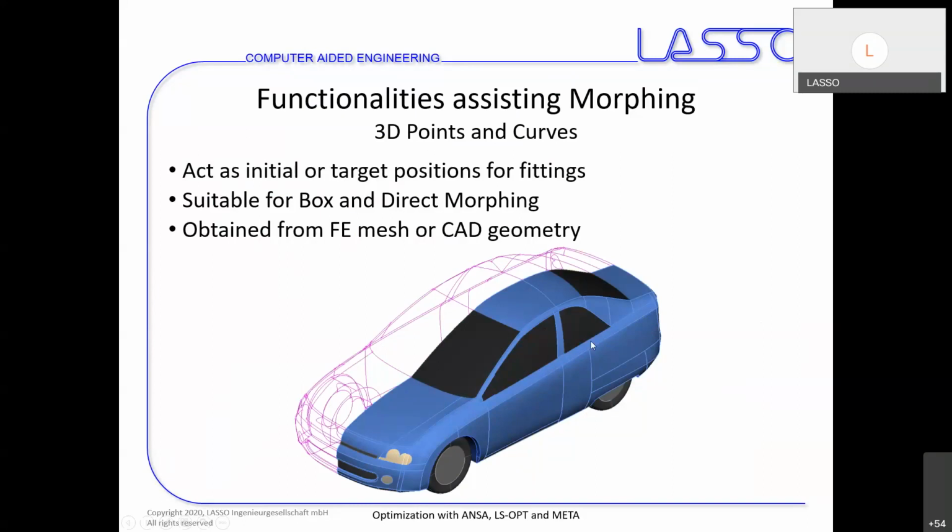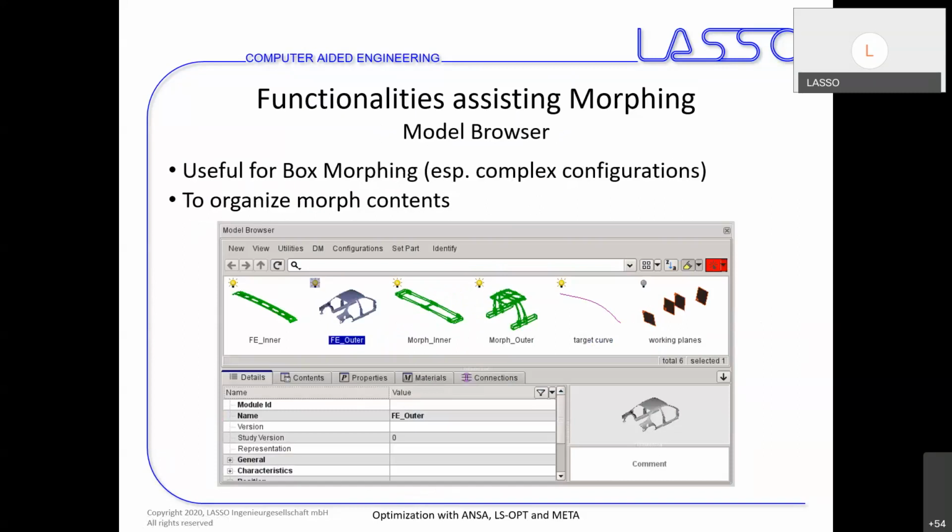Then, very important, the model browser, or part manager in older versions, especially if you do morphing with boxes, the box in box morphing. You have to somehow distinguish between the global and the local. Morph boxes do not have a property. They could also not be put in a set or a layer or whatever, but we can put them in different parts. So we use the model browser in order to organize our morph content.